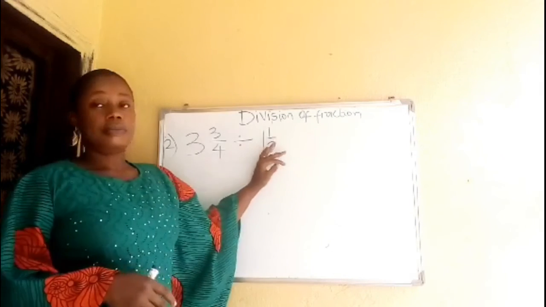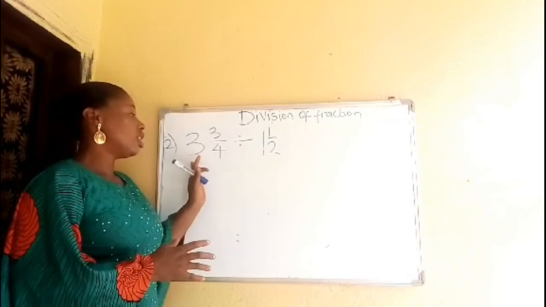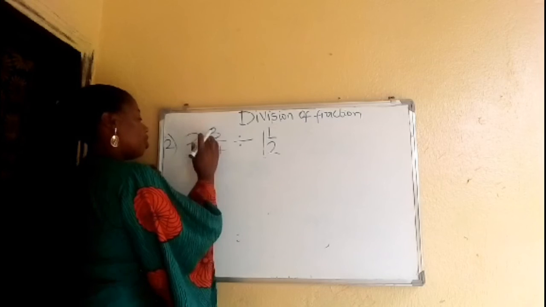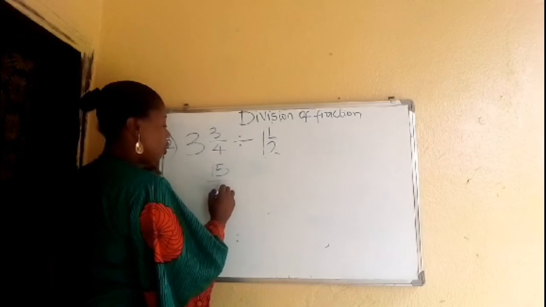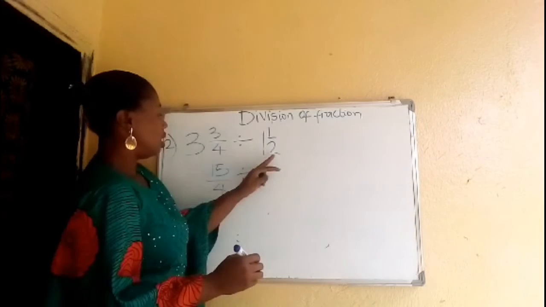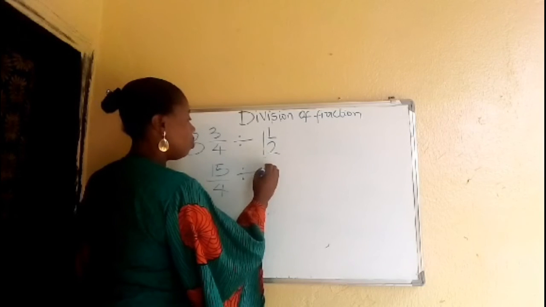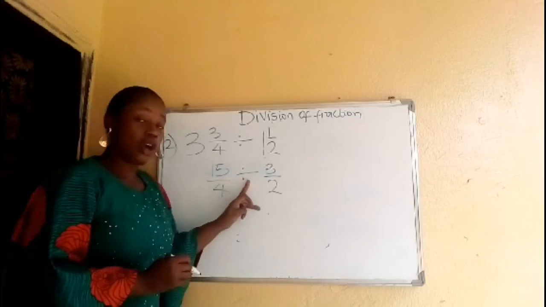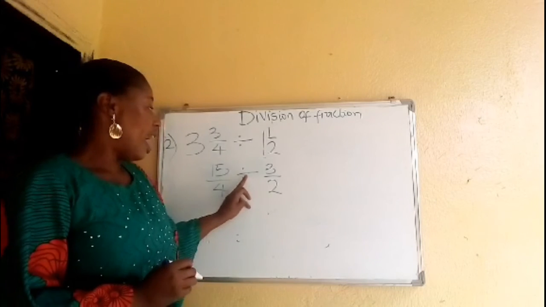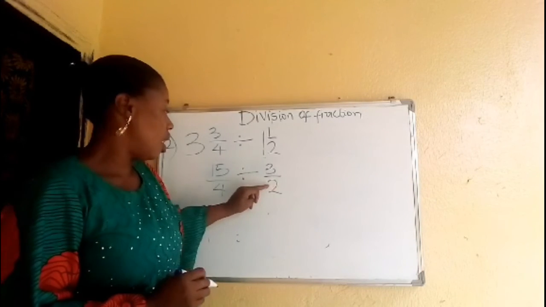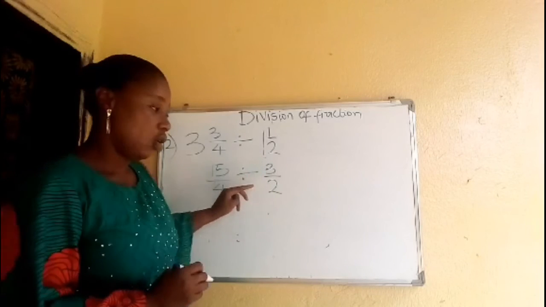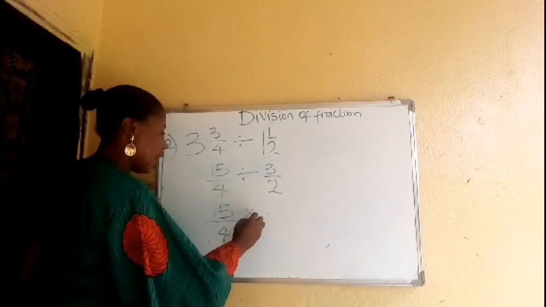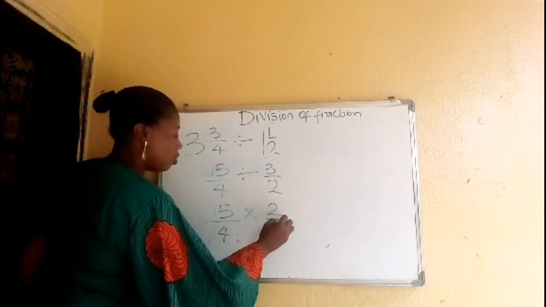Now these two are mixed fractions. Now we are going to change the mixed fractions to improper fractions. 4 times 3 is 12. 12 plus 3 is 15 all over 4 divided by, we change this 1 and 1 over 2 to an improper fraction. This is going to be 3 over 2. Now we'll come back here. We are not going to work with this division sign. We have to change it. And it's when we change this division sign that we can now bring 2 up here and put 3 under. 15 over 4 times 2 goes up and 3 comes under.